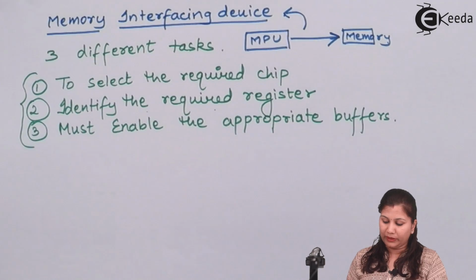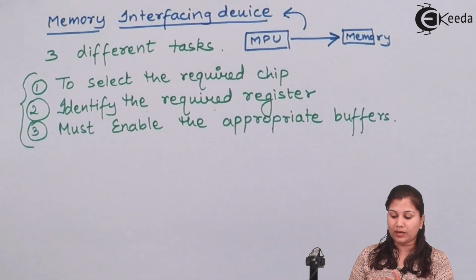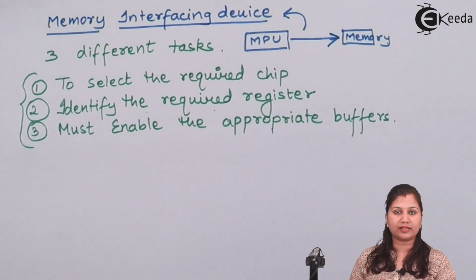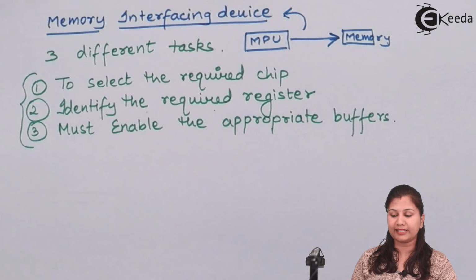Now let us study a simple memory device, what a simple memory device consists of, what are its input and output lines, address and data lines, and what its configuration is. Let us see.